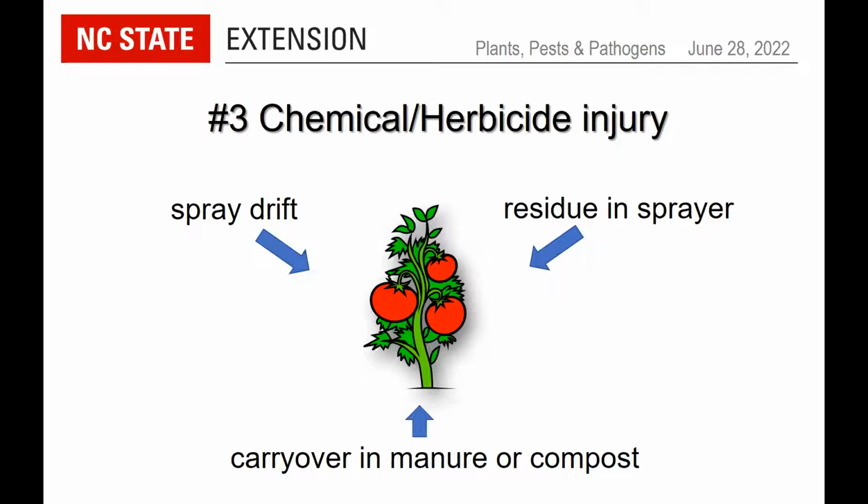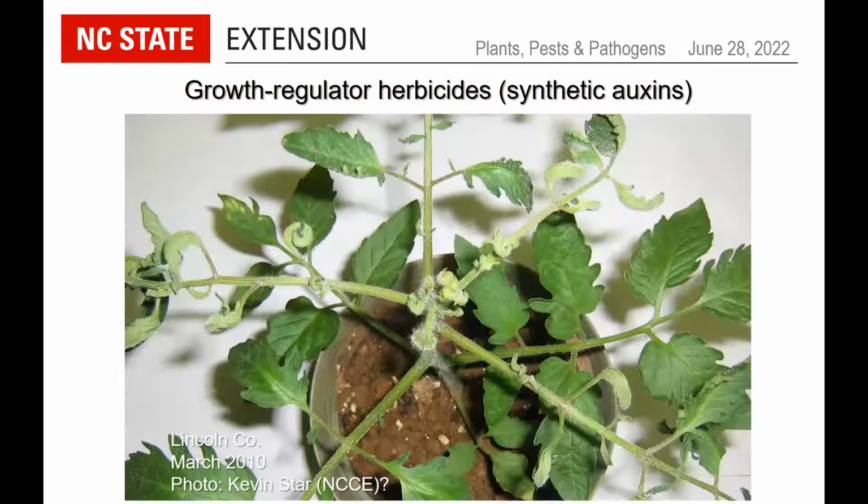And the final and most pernicious method is that you can get carryover of certain very slow to decompose herbicides in manure or compost that you then bring into your garden and use or incorporate, and have the problem show up as herbicide symptoms. So let's just look quickly at a couple of slides of the two more common types of herbicide injury that we see.